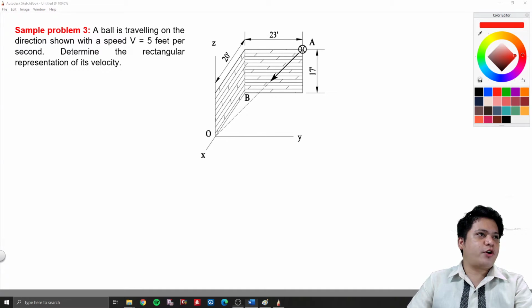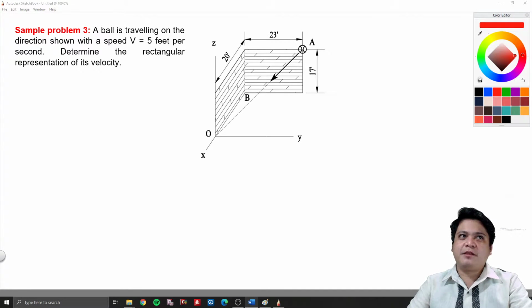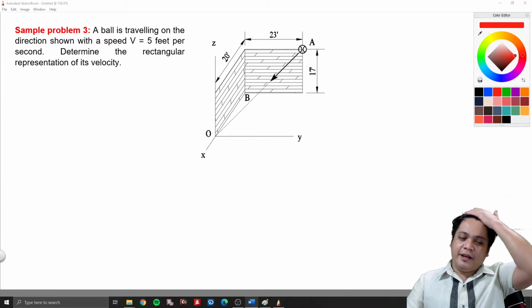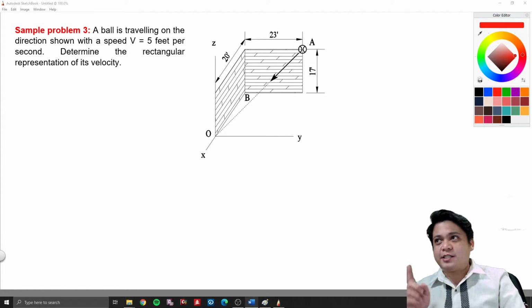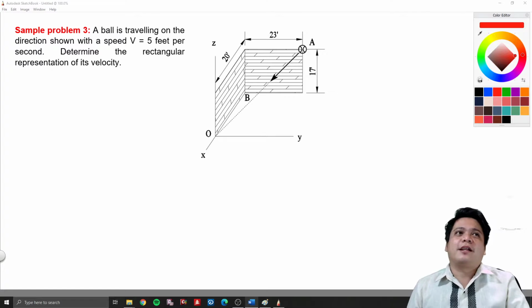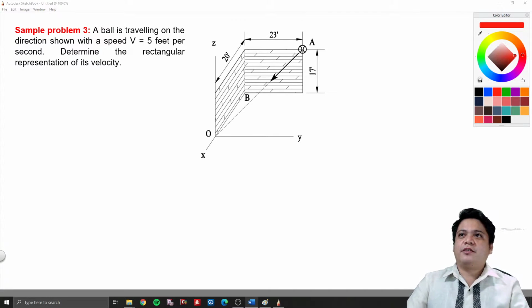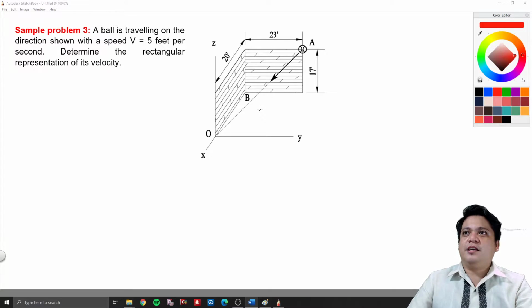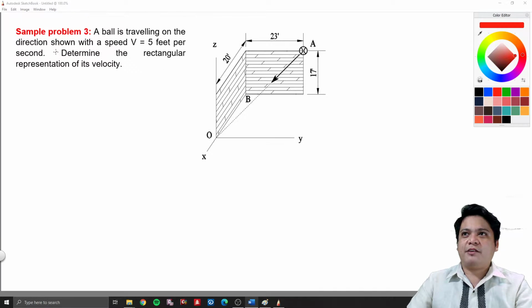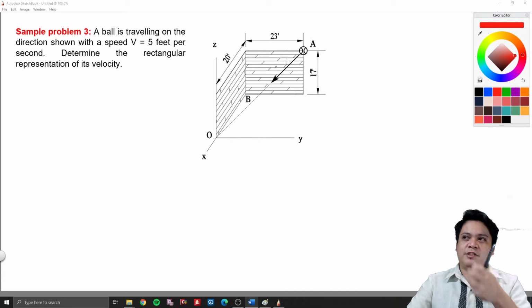Okay. So, let's have problem number 3. We will try to represent a single force muna para sa ating vector form. A ball is traveling in the direction shown with a speed of 5 feet per second. Determine the rectangular representation of its velocity. So, meron siyang speed na 5 feet per second, pero dahil meron tayong direction, it becomes a velocity.